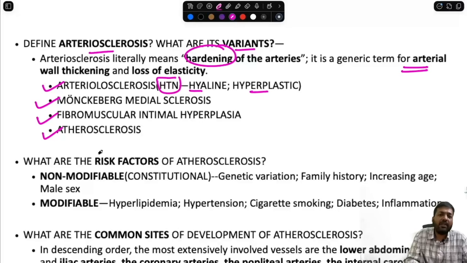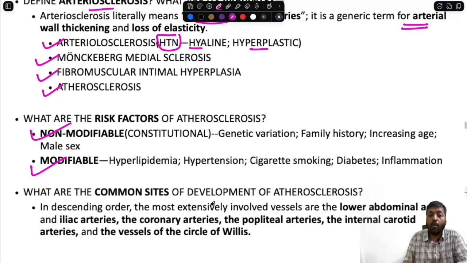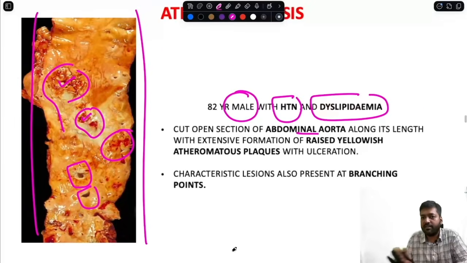What are the risk factors of atherosclerosis? There are non-modifiable or constitutional factors like genetic variation, family history, increasing age, male sex, and modifiable factors like hyperlipidemia, hypertension, cigarette smoking, diabetes, inflammation, etc. What are the common sites of development of atherosclerosis? In descending order, the most extensively involved vessels are the lower abdominal aorta and the iliac arteries, the coronary arteries, popliteal arteries, the internal carotid arteries, and lastly the vessels of the circle of Willis. I hope this is crystal clear to everyone.